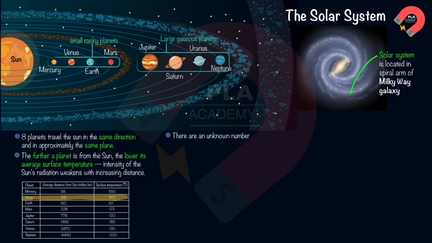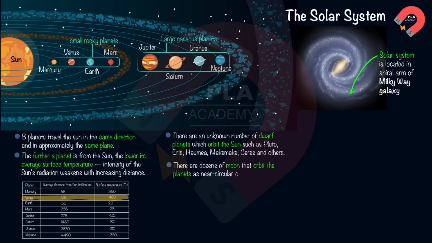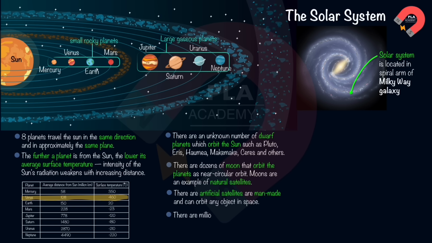There are an unknown number of dwarf planets which orbit the Sun, such as Pluto, Eris, Haumea, Makemake, Ceres and others. There are dozens of moons that orbit the planets in near-circular orbits. Moons are an example of natural satellites. Artificial satellites are man-made, and can orbit any object in space. There are millions of asteroids. An asteroid is a small rocky object that orbits the Sun. The asteroid belt lies between Mars and Jupiter.